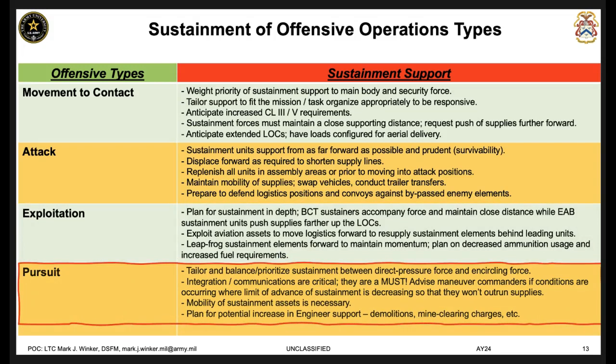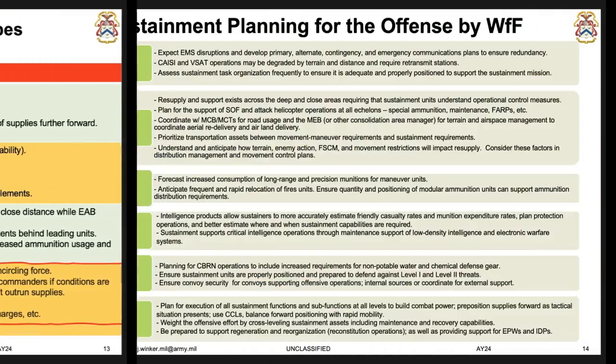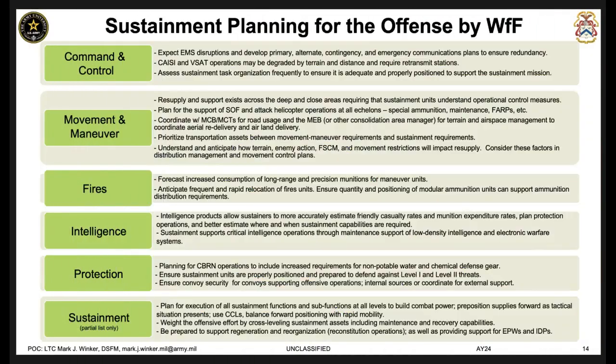Preparations involve coordinated efforts to ensure the uninterrupted advance of maneuver forces, with rehearsals, forward positioning of supplies, and route security being key to maintaining the offense's intensity and endurance. On your screen, you will see a list of key considerations and actions required for effective sustainment in offensive operations, organized by the 6 warfighting functions.